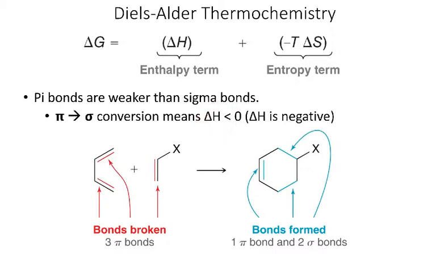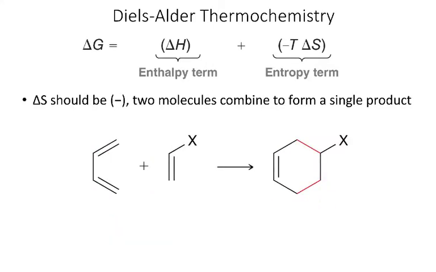Delta H is less than 0, or delta H is negative, because we're going from something that has weaker bonds, so it's less stable, to something that has stronger bonds, so that it's more stable. So a more stable product means that the reaction is going to give off heat. The reaction is going to be exothermic, or again, delta H is going to be negative for this process. Now, when we consider the entropy term, when we go from two reactants to a single product, this is always associated with a decrease in disorder, or a negative delta S. So for the Diels-Alder reaction, moving in the forward direction, we expect both delta H and delta S to be negative.